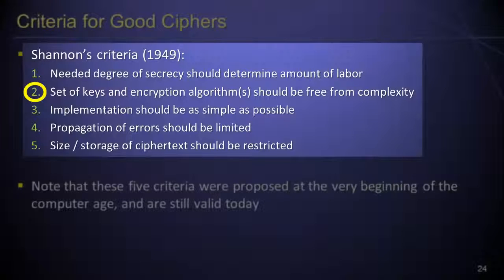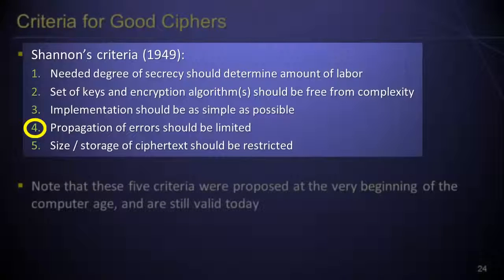Shannon's second criterion for good ciphers states that both cryptographic keys and encryption algorithms should be free from complexity. An encryption algorithm should be able to encipher any plain text using any allowable key without the algorithm being too complex to understand. Continuing this theme, Shannon's third criterion states that the implementation of the cipher should be as simple as possible. Complexity often leads to errors and is therefore not desirable in the context of encryption algorithms.